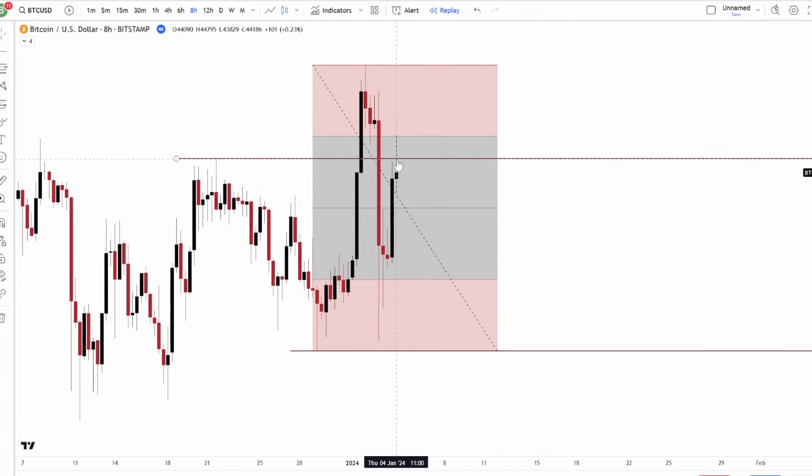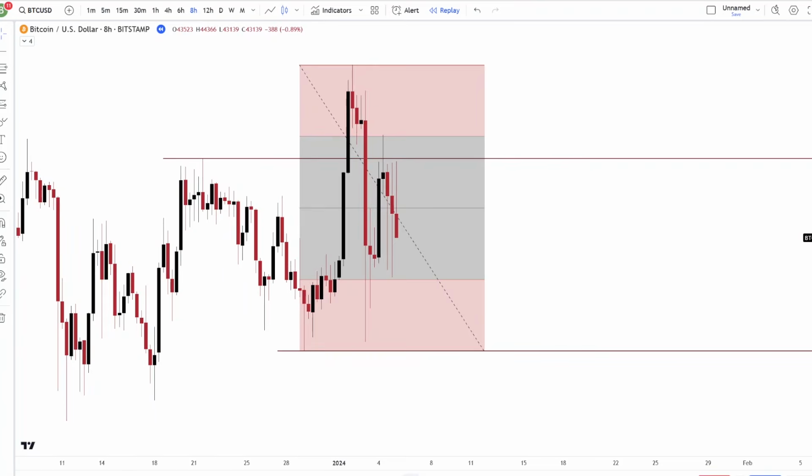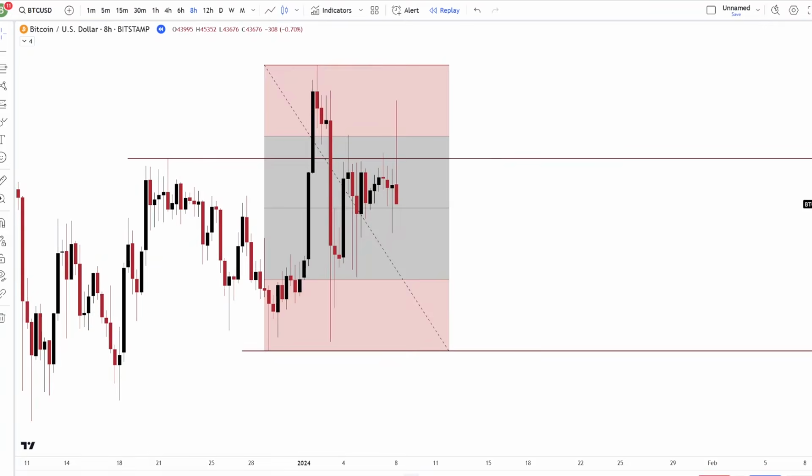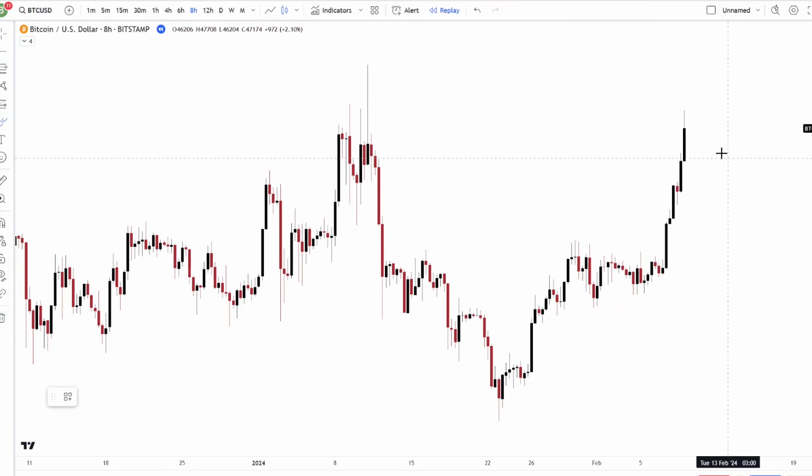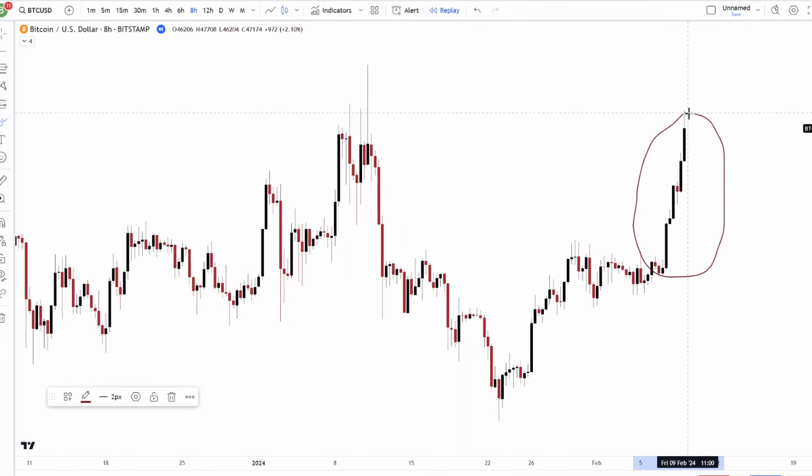Okay, now our first TP hit. Let's see if we can get our second TP. And our second TP is hit. So now what would you do in this situation if this is the price action? What would you do right here?